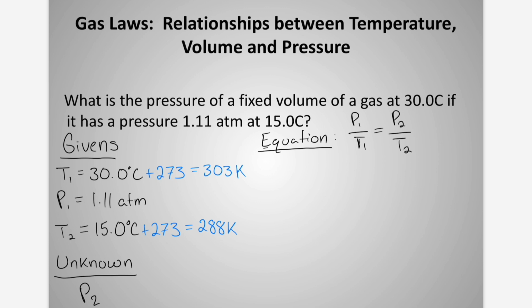Now, at this point, you have a choice to make. You can simply substitute in all the numbers we have and then solve for P2, or you can rearrange the equation first. Personally, I like to rearrange the equation before I substitute. So the first thing I'm going to do is get P2 by itself by multiplying both sides by T2. So the equation I end up with is P2 is equal to P1 times T2, all divided by T1. And now I'm going to do the substitute and the solve. So I'm going to plug in all my numbers.